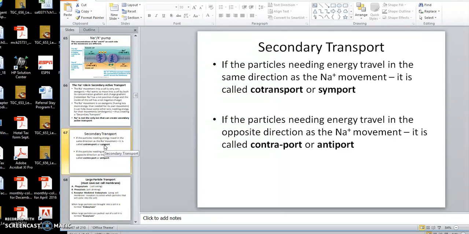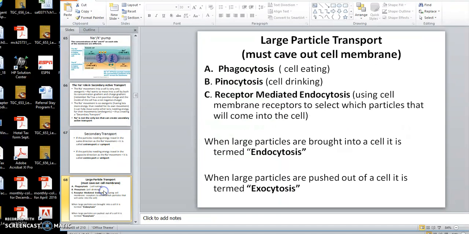All right. Now we go to large particle transport. Remember I told you the wall would have to be caved out. Okay, phagocytosis is called cell eating. You generally are bringing in solid particles. Pinocytosis is cell drinking, and then you have receptor-mediated endocytosis. Okay, here we go. When large particles are brought into a cell, it's called endocytosis. When you exit large particles and have to cave it out, it's called exocytosis. So you don't use that for small particles. You use that for large particles, and you're clustering them up.